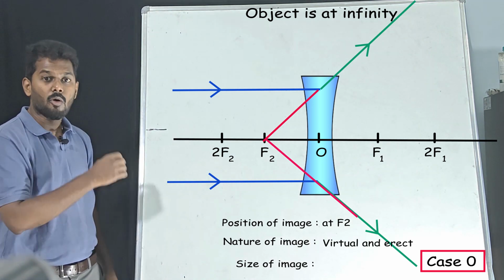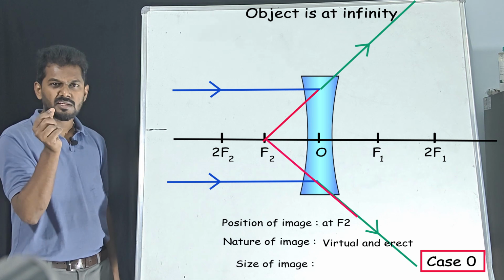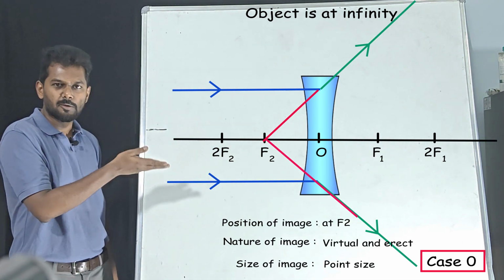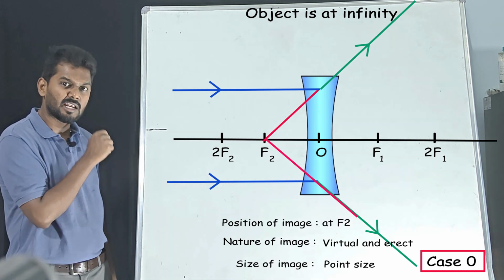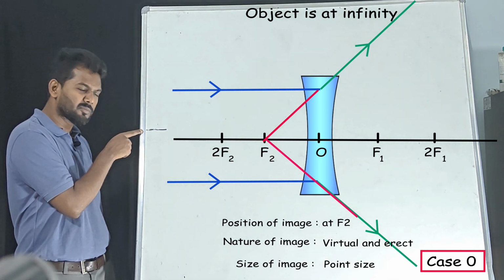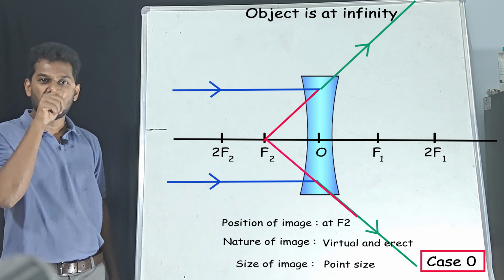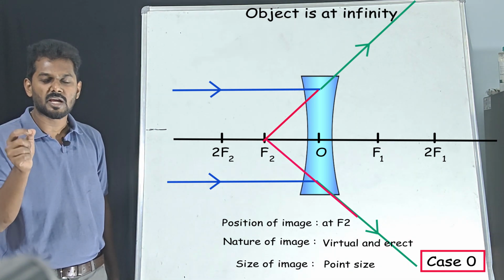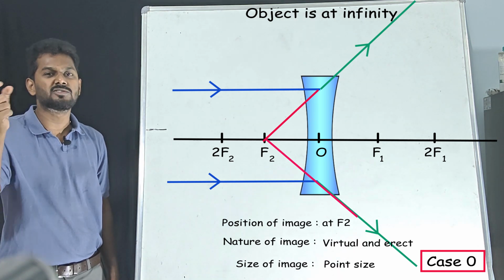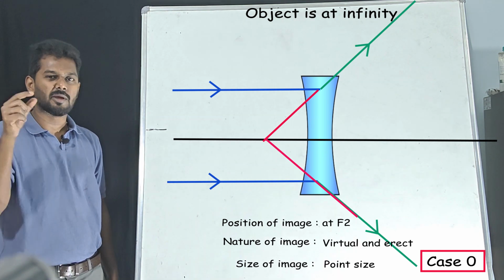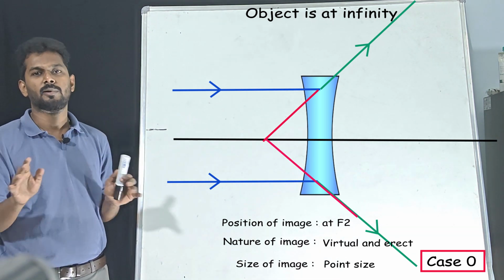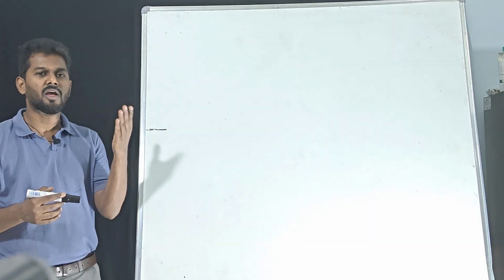Okay. Next, what is the size? It is exactly on the principal axis, right? So if you extend it backward, the intersection is exactly on the principal axis. All the images are measured from the principal axis. So if it is exactly on the principal axis, the image size is diminished to a point, or else you can write it as point size image. It doesn't have any application. That was case 1 in concave lens.